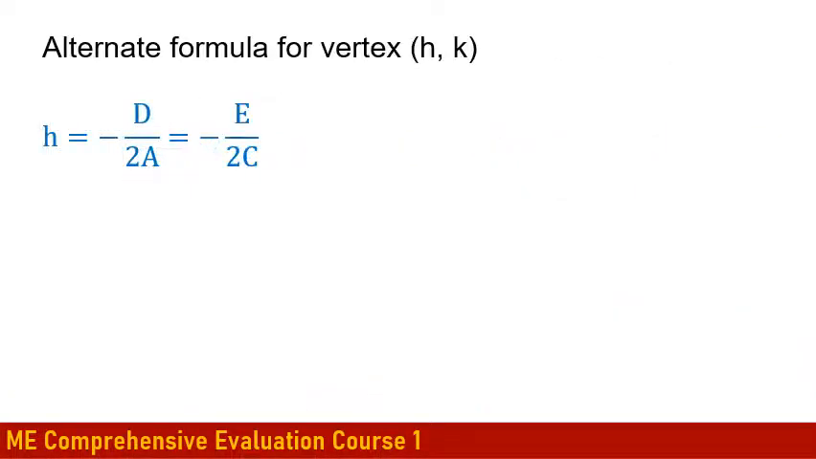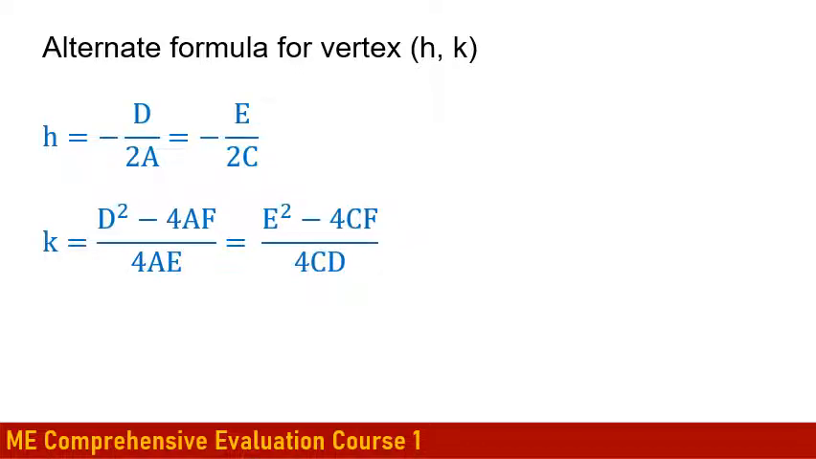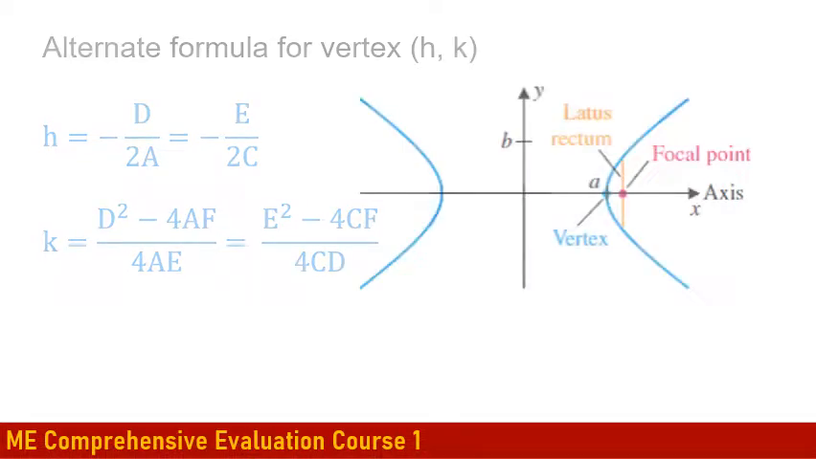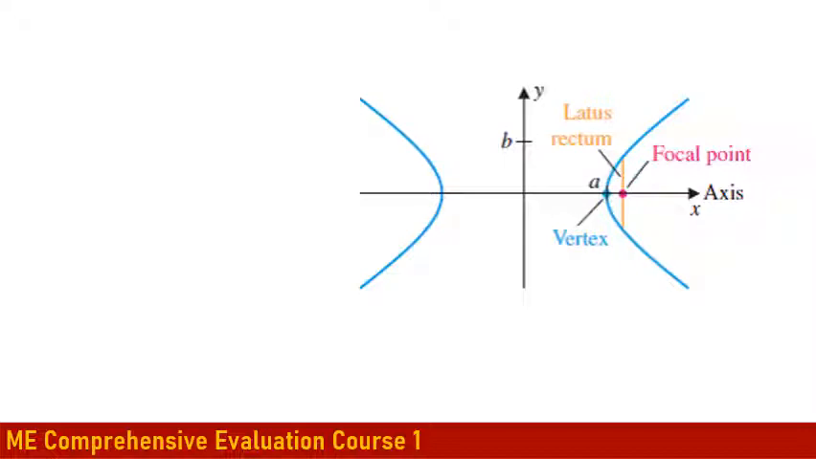The alternate formula for finding the vertex of the parabola is shown here. So you can use the d, a, e, and c coefficients of the general equation of the parabola. Same also with the k. So we also have what we call eccentricity. A circle, for example, has an eccentricity of 0. The eccentricity shows you how uncircular the curve is. So the eccentricity of a parabola is always equal to 1.